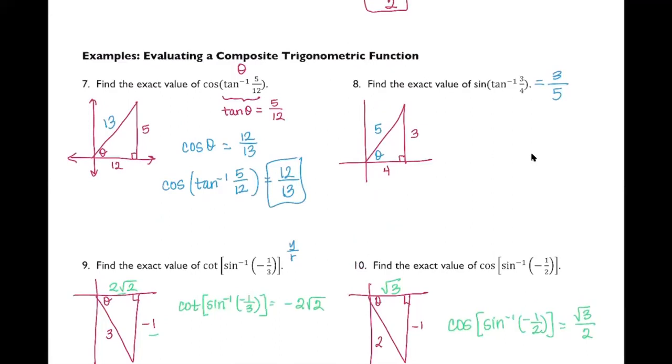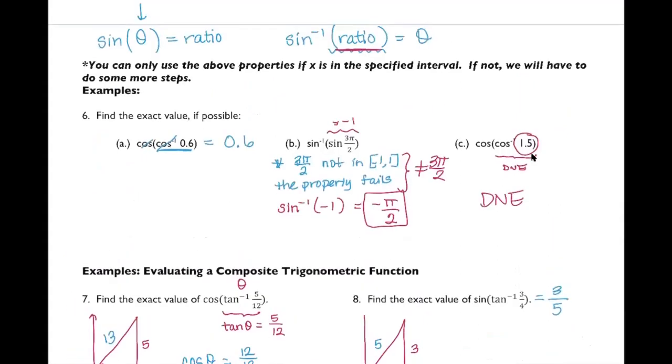Focus on the 7 through 10 style problems, but really pay attention to the idea of what the ratio restrictions are, what the angle restrictions are when you're asking yourself about these properties here.